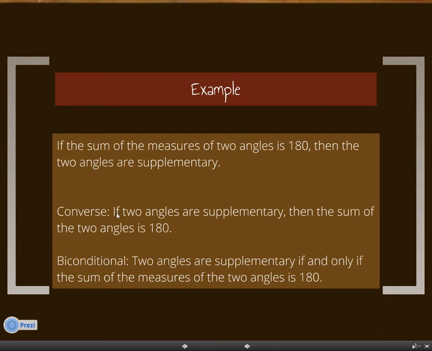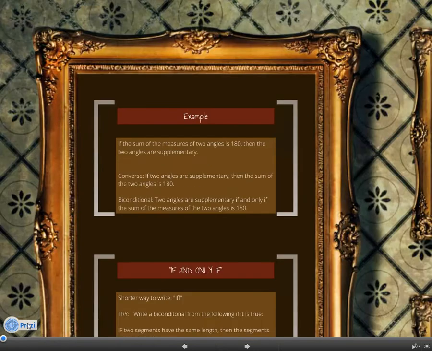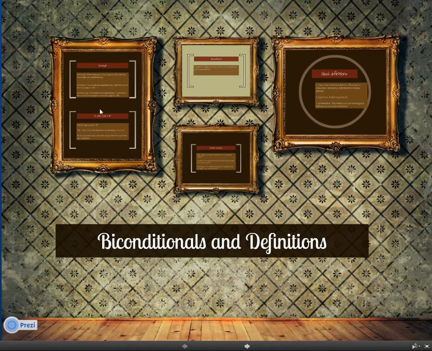What happens is I drop the if and replace the then with if and only if. So two angles are supplementary if and only if the sum of the measures of the two angles is 180 degrees. See where I dropped the if and I replaced the then with the if and only if? Okay? Let's look at the next one.